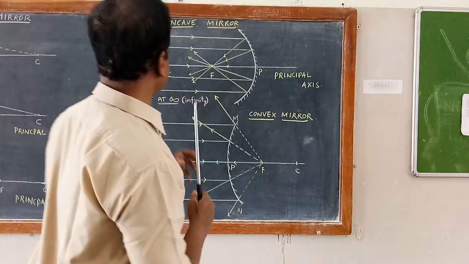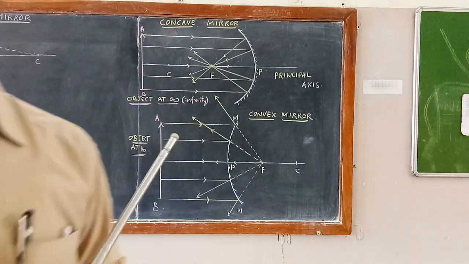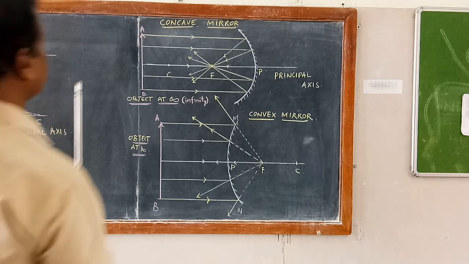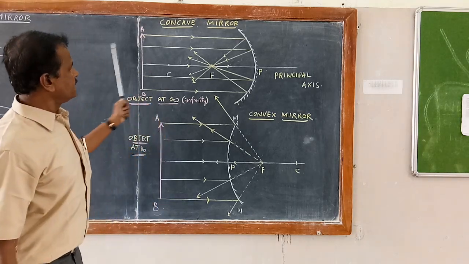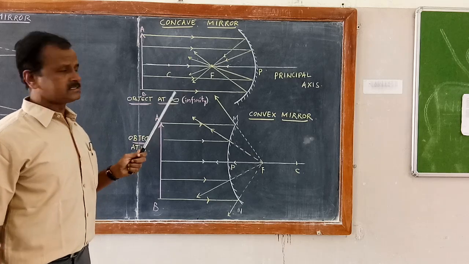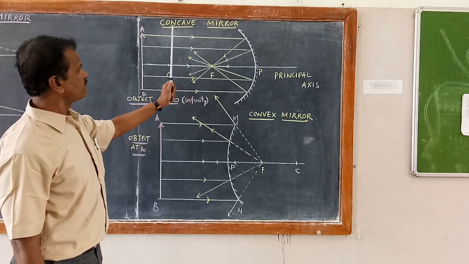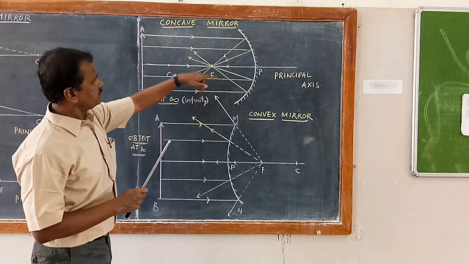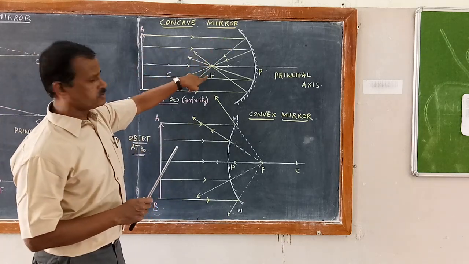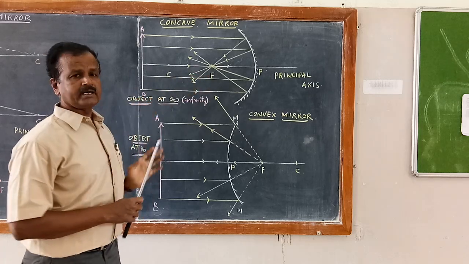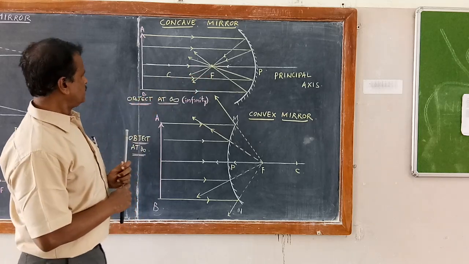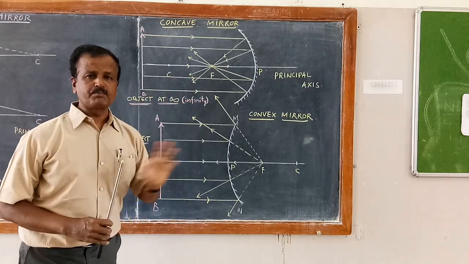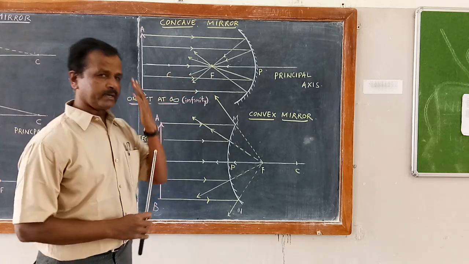Now let us study quickly how, when the rays are falling parallel to the principal axis of a concave mirror, you see, after reflection, they will all converge together towards the point. That point is called as principal focus. So this is for concave mirror. So we define what is principal focus for a concave mirror.